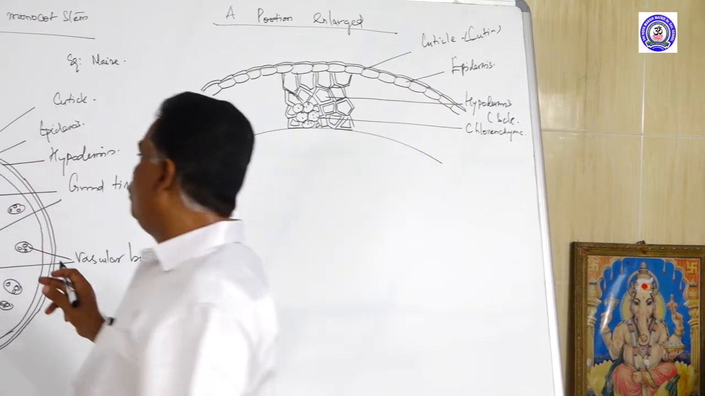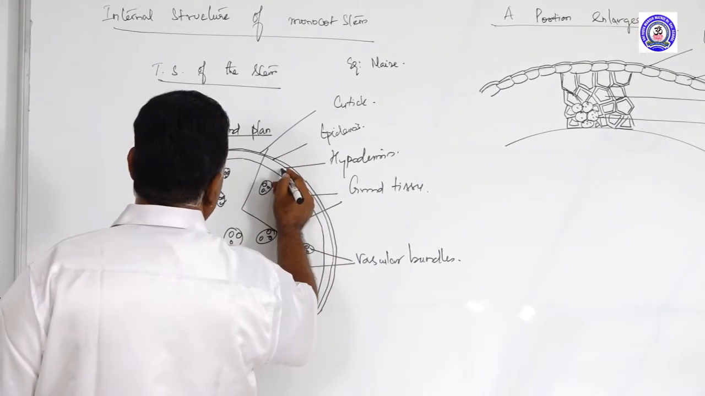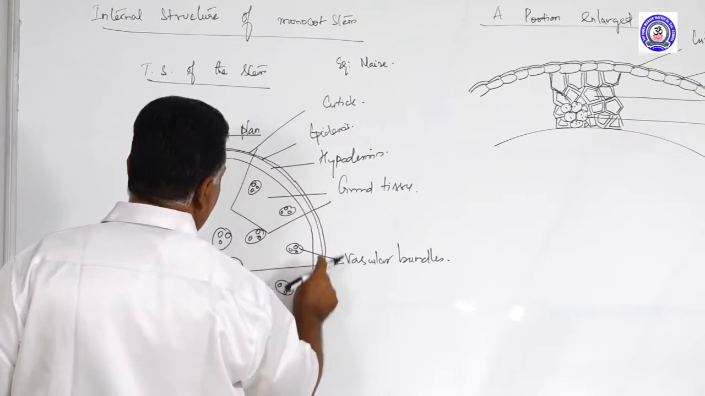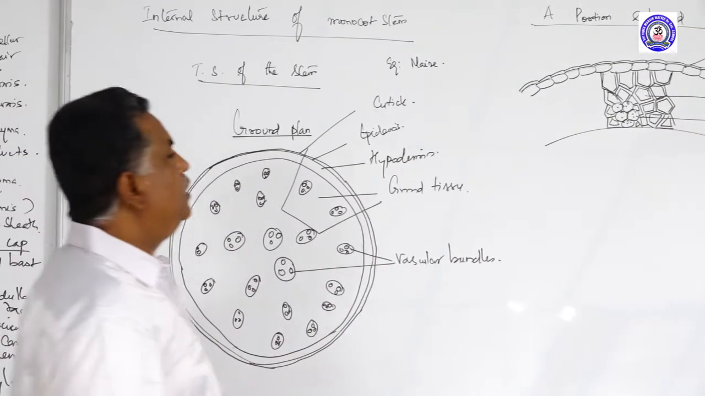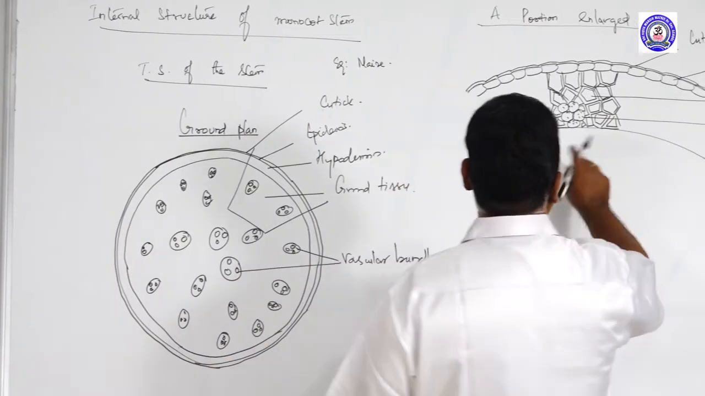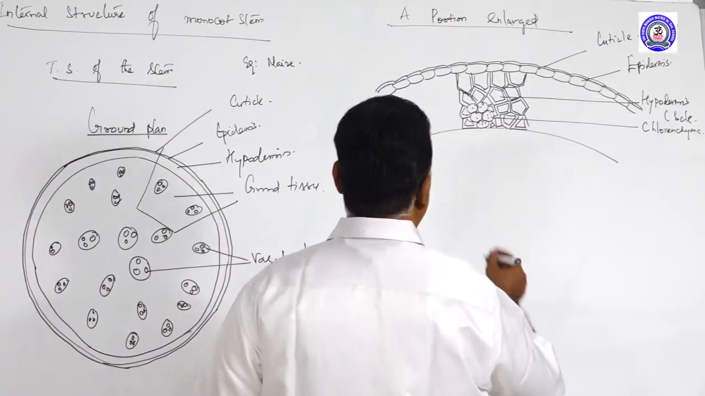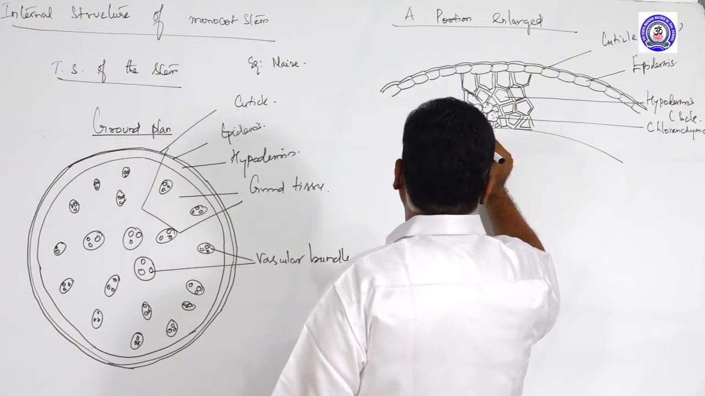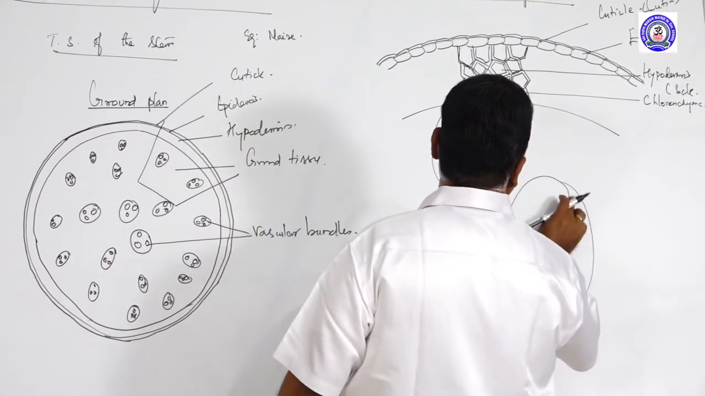So if you see in the ground plan, if you consider this as the hypodermis, here and there, like patches, there may be chlorenchyma cells. And next to that is the general cortex. This line is not found; this is just to understand. And we will draw a vascular bundle here and another vascular bundle here.